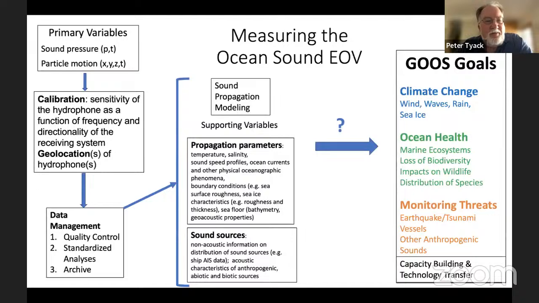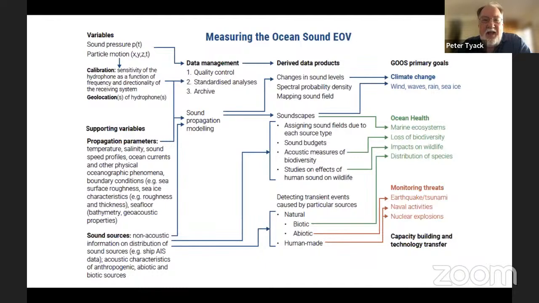I'm afraid it's rather complicated. It requires calibration of the methods, data management, sound propagation modeling, understanding the characteristics of sound sources. And in the end, you need to measure both the acoustic parameters and supporting variables on propagation and sound sources. You need good data management, sound propagation modeling, and the derived data products are changes in sound level over time, soundscapes, and detecting transient events caused by particular sources. And together, these allow you to address the GOOS primary goals.